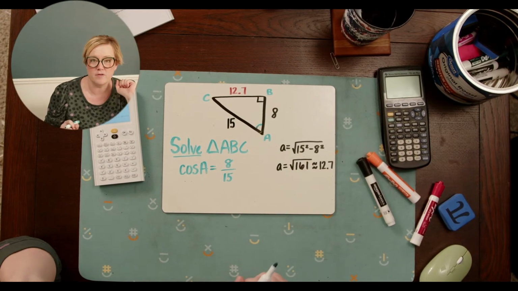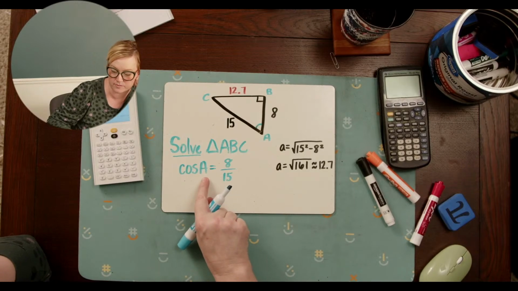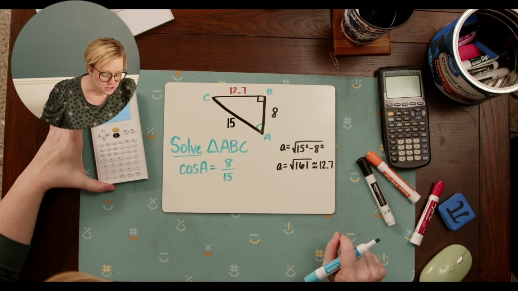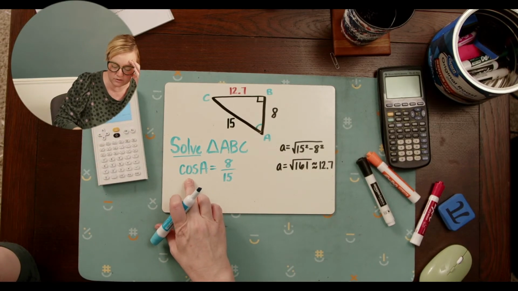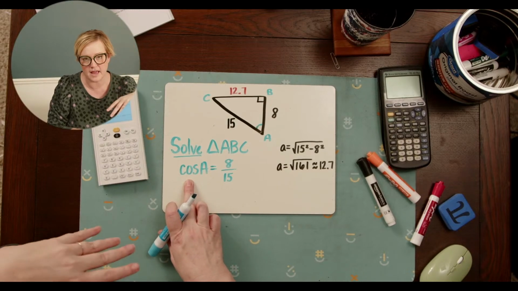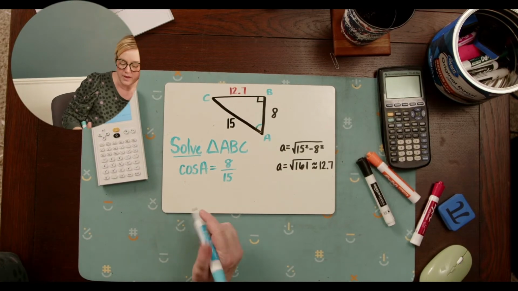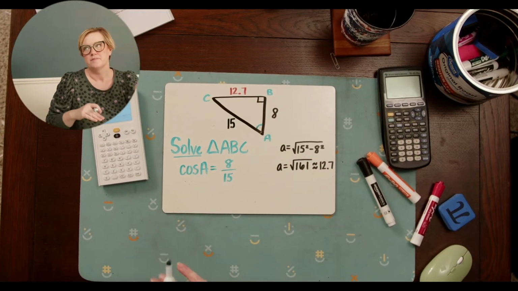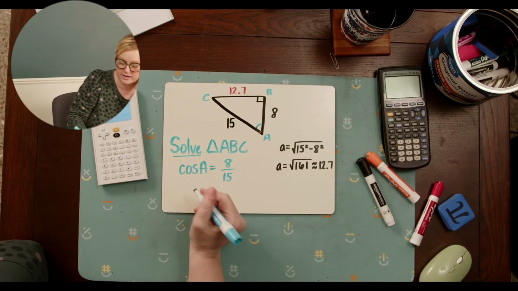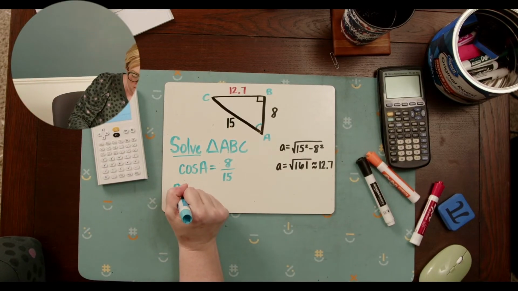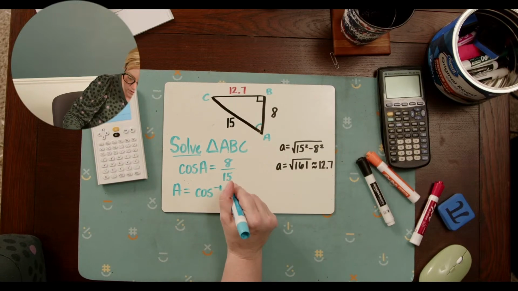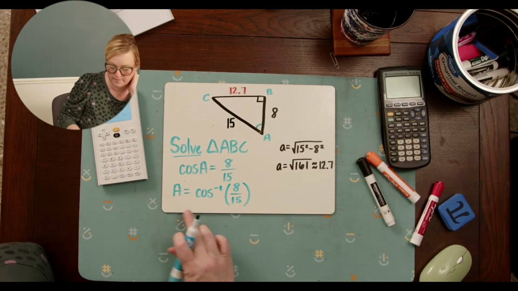Now I've got a little bit of a problem, right? Because I don't know my angle measurement. So when you look at your calculator, to get rid of that cosine, we use something called arc cosine or inverse trig, okay? Because if I wanted to get A by itself, well, can I just divide by cosine? Not really, because it's a function, but I can do cosine to the negative 1. So I would have A equals cosine inverse of 8 over 15. That is going to get me my angle measurement.